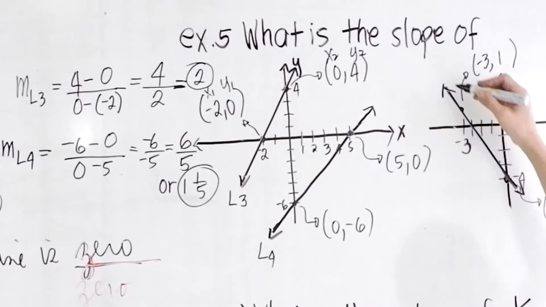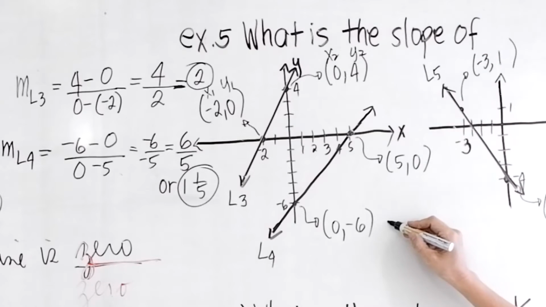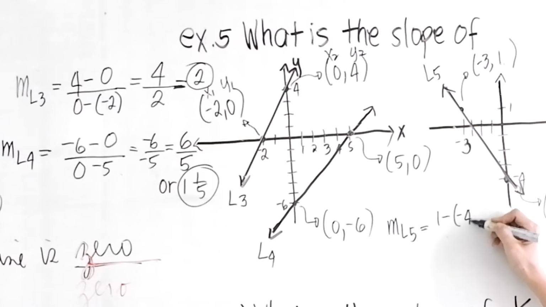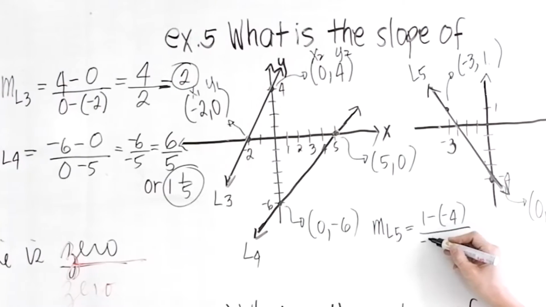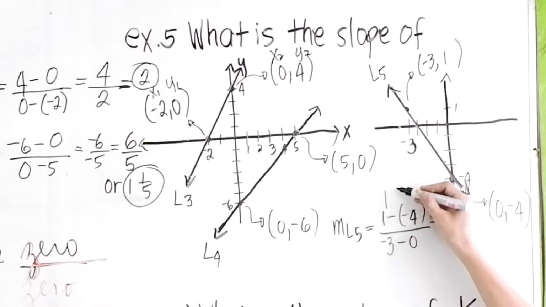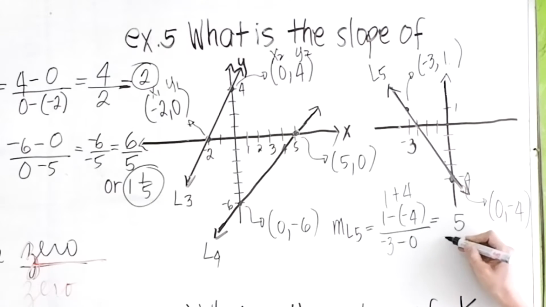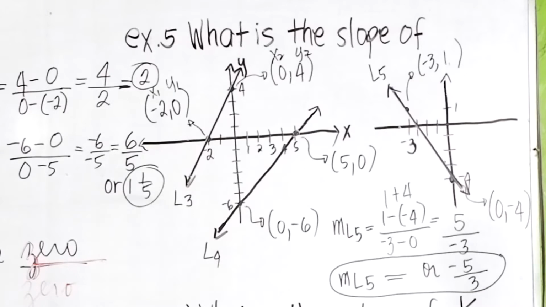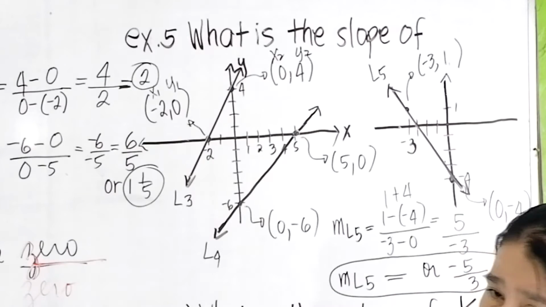What about here? For L5, I will have to solve for the slope of L5 here. I get here 1, y sub 2 minus y sub 1 minus negative 4 all over x sub 2, negative 3 minus x sub 1. So we have here 1 plus 4 is 5 over negative 3, or this is negative 5/3. So this is the slope of line 5 equals negative 5/3. Now let us analyze or give our generalizations.